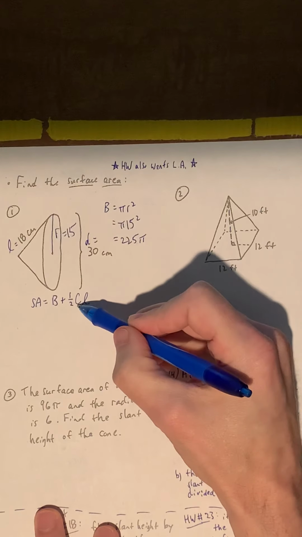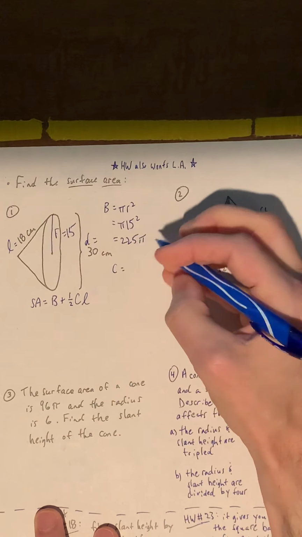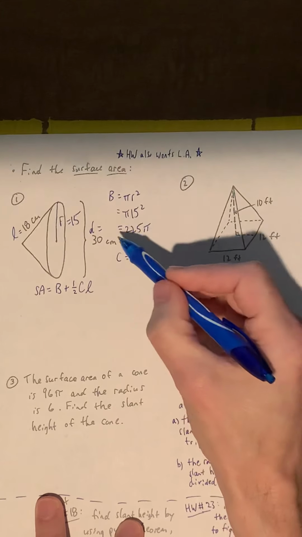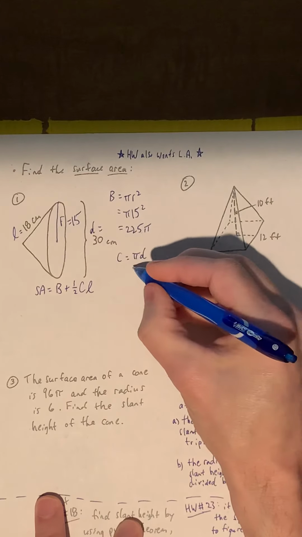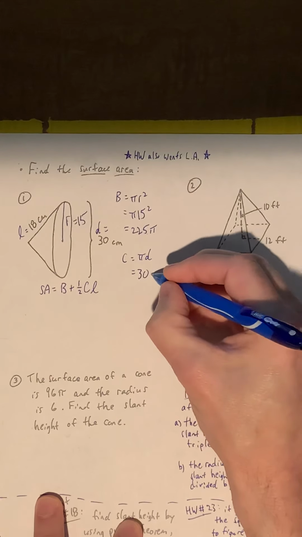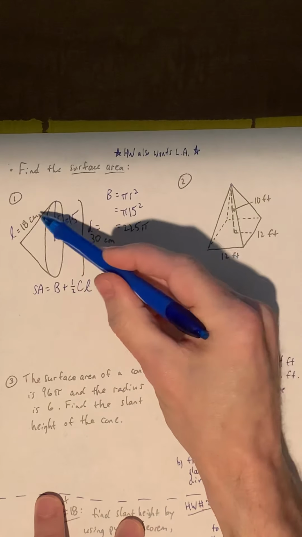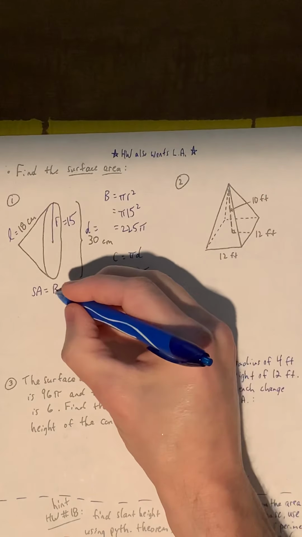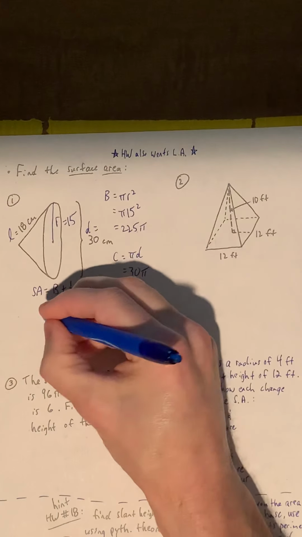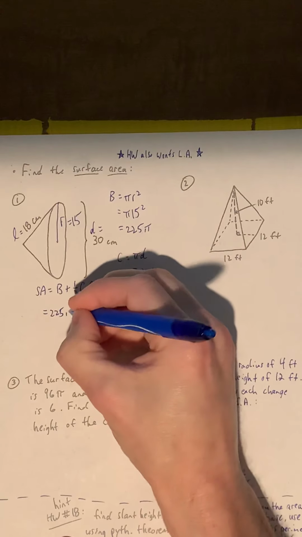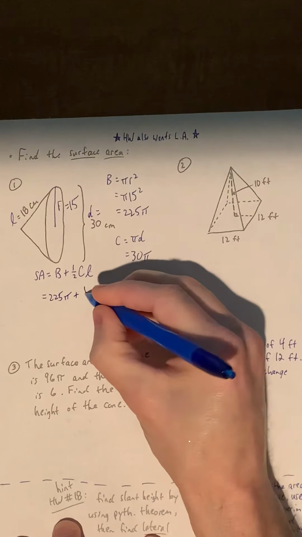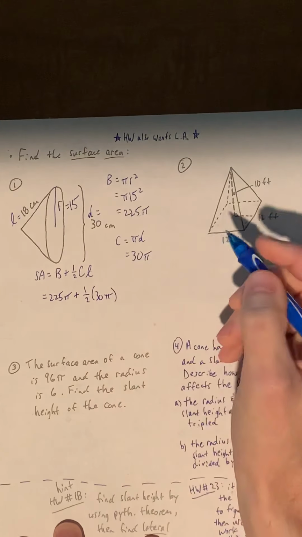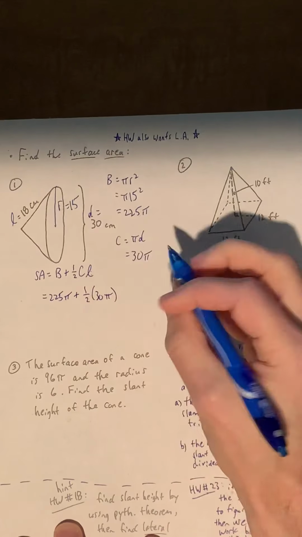1/2 CL, we also need the circumference. We can calculate that on the side. Circumference is pi times diameter, remember. So diameter 30 times pi is just 30 pi. We can keep it like that for now. And then the slant height's going to be 18. All right, so we're ready to plug everything in. So capital B, 225 pi, plus 1/2 circumference C, 30 pi, times L, the slant height, 18.